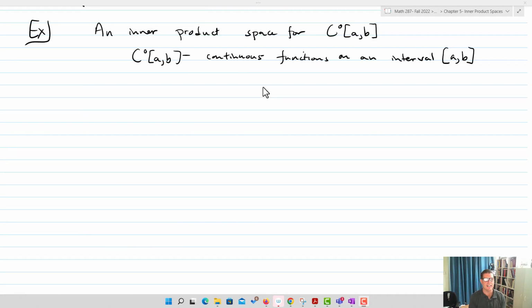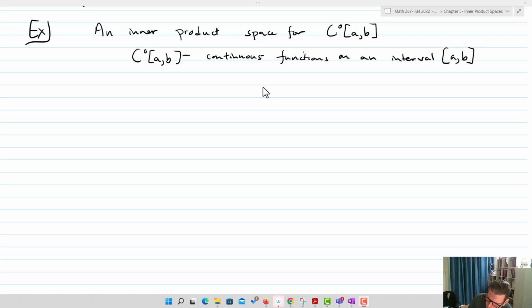So let's take a look at an example. We're going to look at the inner product space for C0 a to b. C0 a to b is the continuous functions on an interval a to b. And what we're going to do is define what the inner product actually is and then prove that in fact what we do have is an inner product.